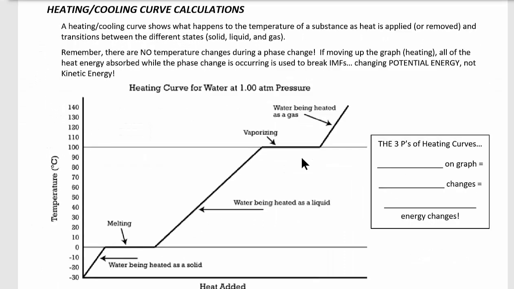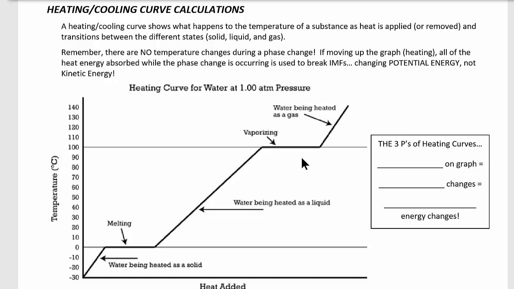Okay, now let's talk about heating and cooling curves and the calculations that we need to do from those. So a heating and cooling curve shows what happens to the temperature of a substance as heat is applied or removed, and the transitions between the different states, solid, liquids, and gases. So remember, there are no temperature changes during a phase change. If you notice here on the graph, during phase changes of melting and vaporization or boiling, the temperature does not change, even when you're adding heat.